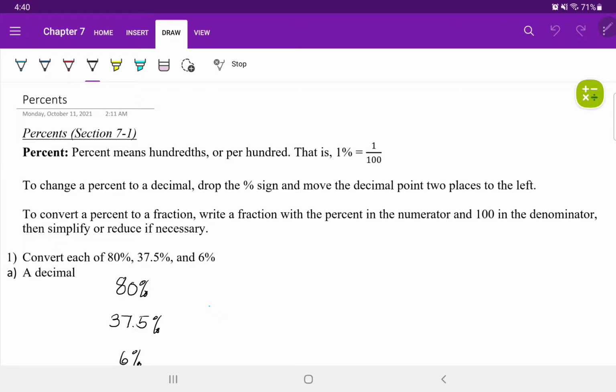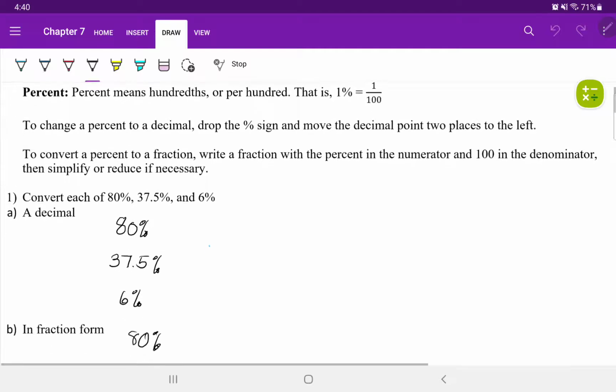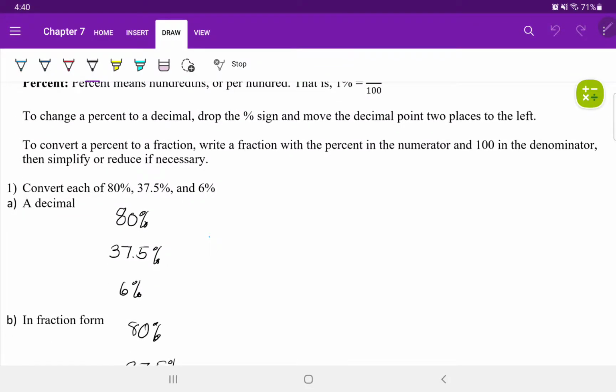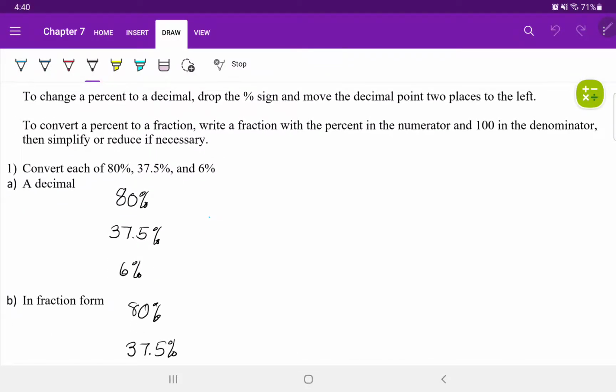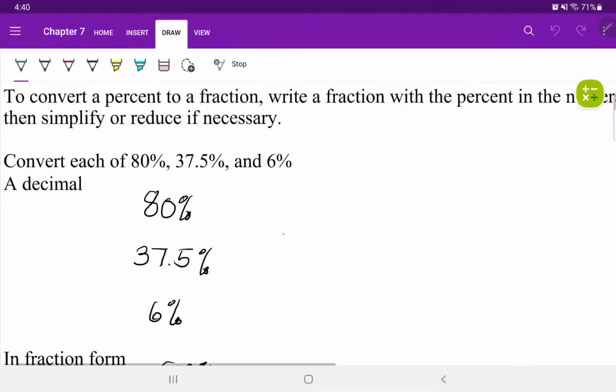For question number 1, we're going to convert each of these percentages, 80%, 37.5%, and 6%, into a decimal. And then we're going to convert those percents into a fraction. Let's first convert those percents into a decimal. It says here you want to drop the percent sign and move the decimal point 2 places to the left. When it comes to a whole number, the decimal is not visible. However, you can place your decimal right here.